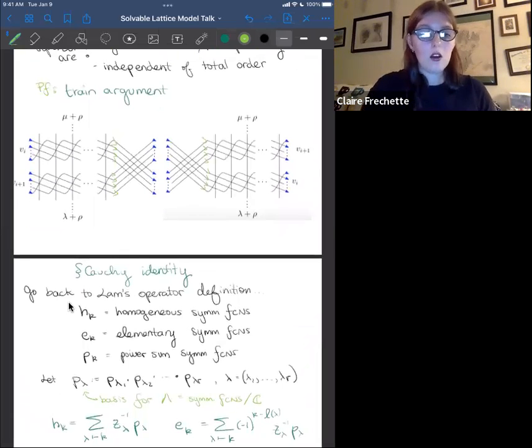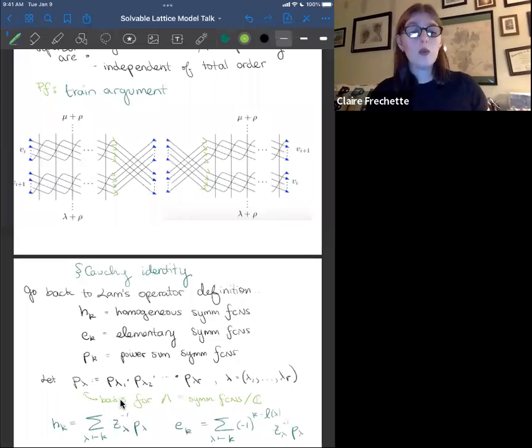So going back to the operator definition, and this is following Lamb's Boson-Fermion correspondence paper. I'll have the reference at the end of the talk if you want to go back through. A lot of this is based very closely on the same types of methods that he uses. We're going to define our 3 types of symmetric functions: homogeneous, elementary, power sum. And then we're allowed to take products of the power sum symmetric functions according to some partition lambda. And these, when we vary over all partitions, we get back a basis for the ring of symmetric functions over the complex numbers.